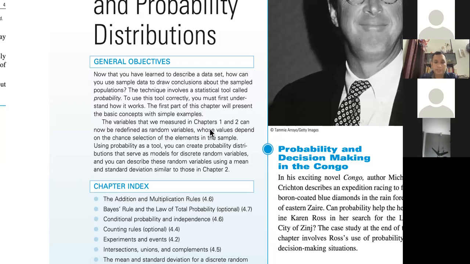So the variable that we measured in chapter 1 or chapter 2, previously, is now redefined as a random variable. I'm not talking about whatever the author discussed in the previous chapter, but I'm just trying to get your attention. Suppose we are talking about the air quality of Chittagong city from the 100 locations, and from the 100 locations we got 100 values of air quality. That value of air quality is a random variable.